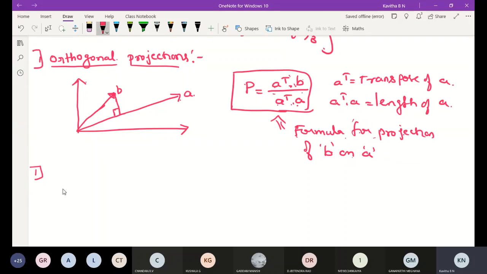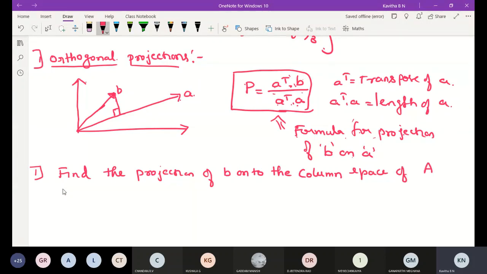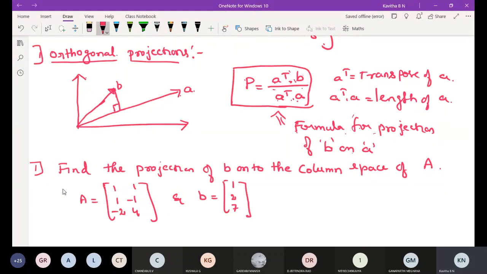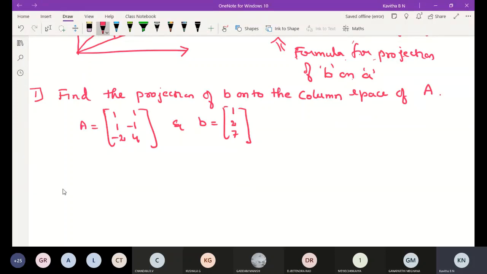Then, here, write down numerical problems. The first problem: find the projection of B onto the column space of A. Here A is equal to 1, 1, 1 minus 1, minus 2, 4, and B is equal to 1, 2, 7. Find the projection of B onto the column space of A.